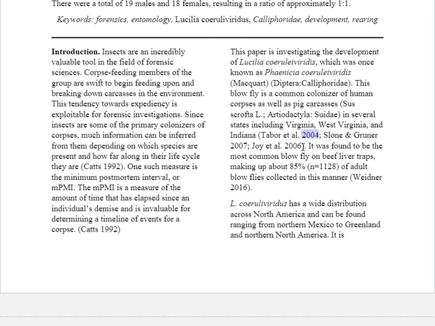Okay, oh, good job coming up with Sloan and Gruner and Tabor. Those are good papers. Widener 2016 is very good. A great way. Remember, when you start a sentence with a genus and species, you always spell out the genus.